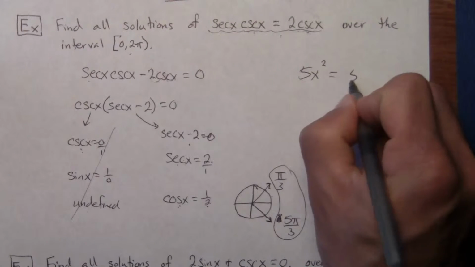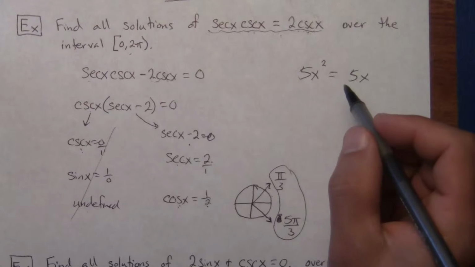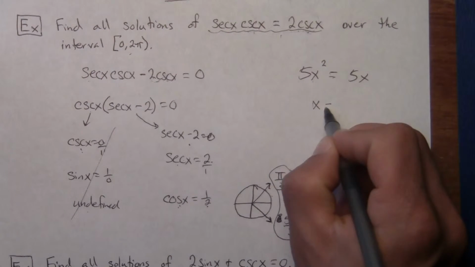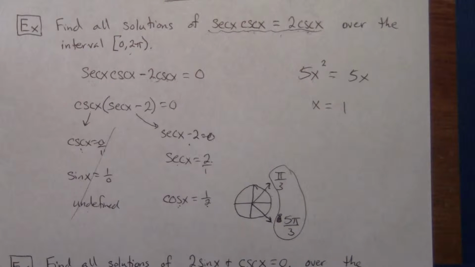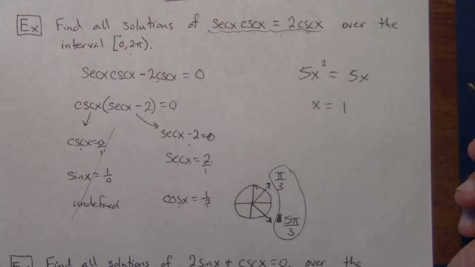Pretend like you had this equation, and you said, well, yeah, I could just divide both sides by 5x. And you're right. Sure, let's try that. If I divide by 5x, that would leave me with x, and that would leave me with 1. And you'd say, well, x is equal to 1. And sure enough, if you plug 1 in, it works. But that's not the only answer.